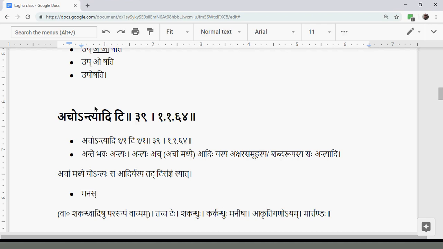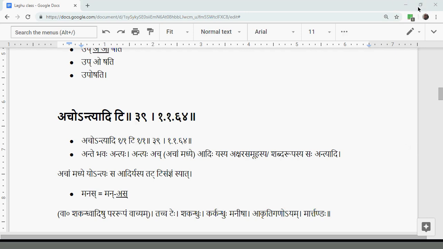So the example given is, say, manas. If you take the manas shabda, what is the T in this manas shabda? It will be the last vowel. Manas is man and a and s. So I'll write man together and separate out the last vowel and s: man and as. This akara is the antya ach, saha adi yasya akshara samuhasya. The akshara samuha, the group of letters starting with the last vowel, will get the sanya T. So as is the T in the manas shabda.